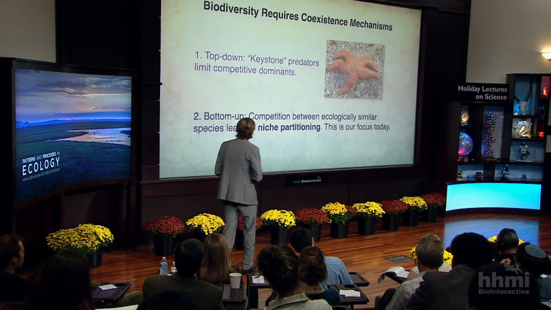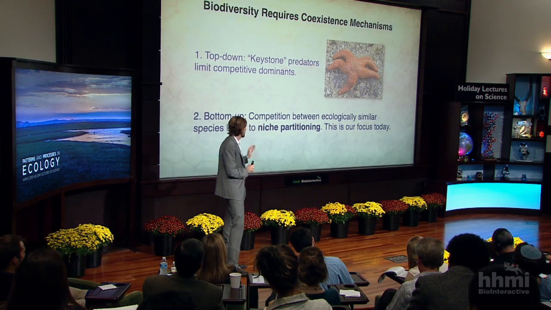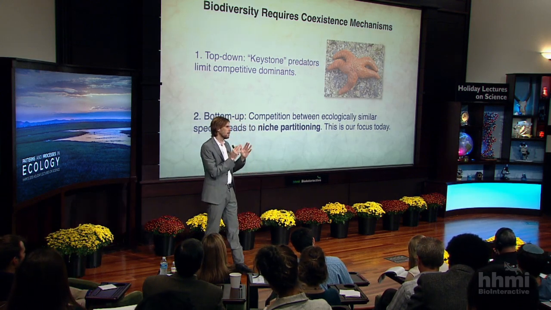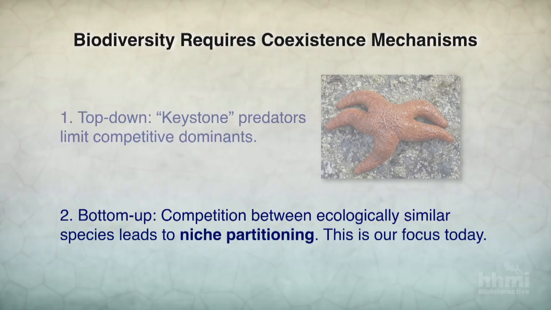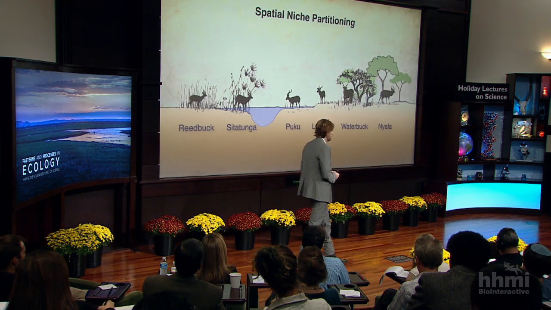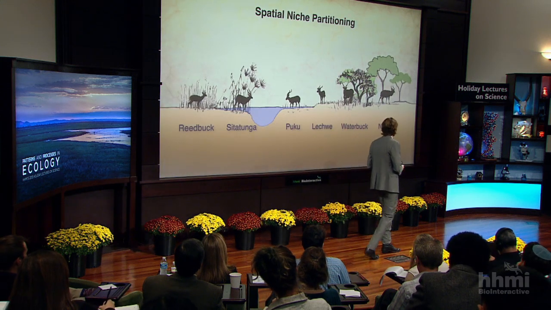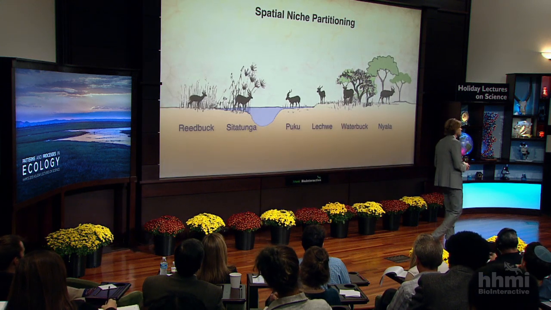But what we're going to be more focused on, exclusively focused on today, is what we call bottom-up mechanisms. And that involves competition between ecologically similar species and how that leads to what we call niche partitioning, so differentiation in resource use, okay? Now, there's a couple of different ways you can think about niche partitioning.